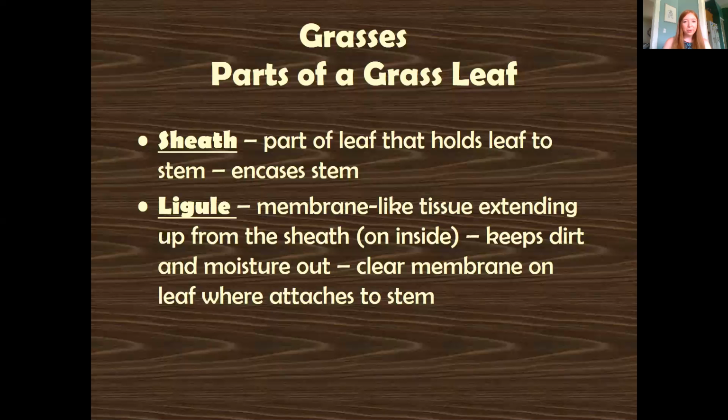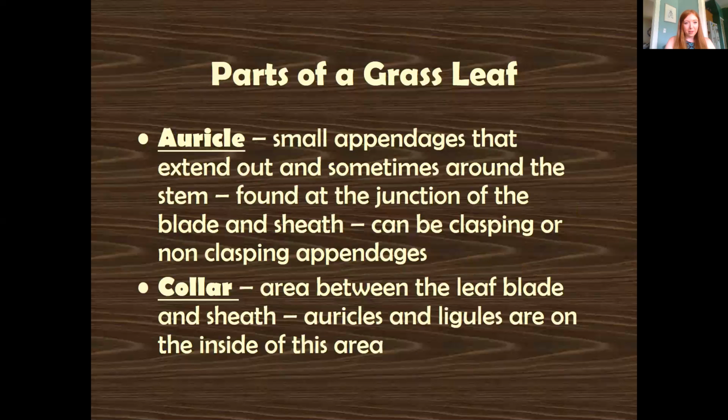A ligule, so if you think ligule, it means like tongue. That's a membrane-like tissue that comes up from the sheath on the inside. That's very important. And it's usually like a clear membrane of where the leaf attaches to the stem.